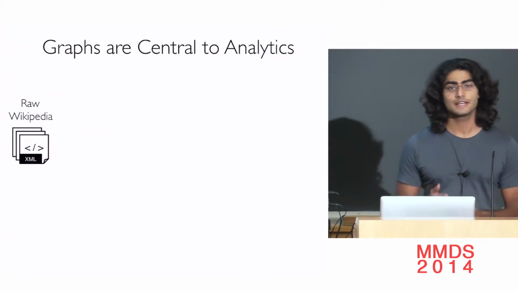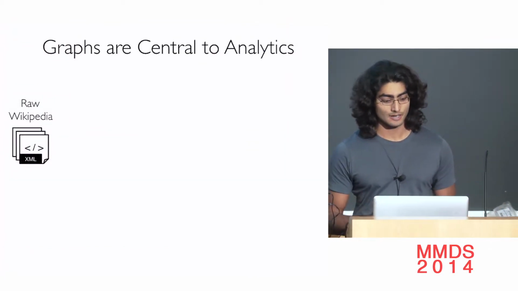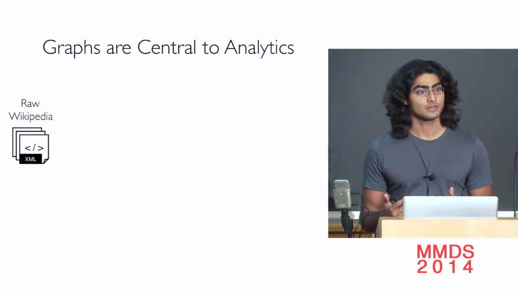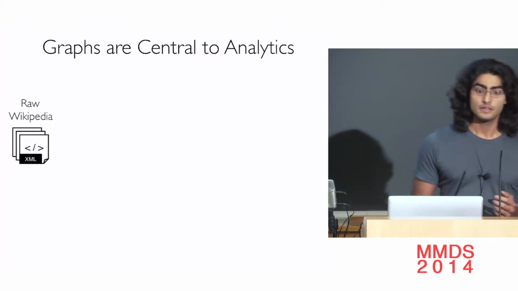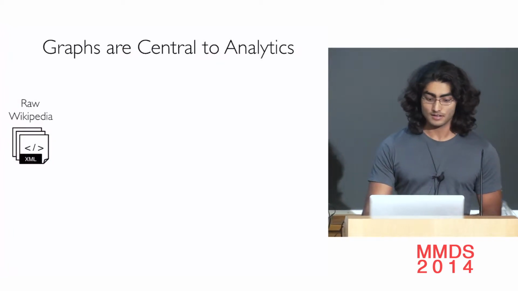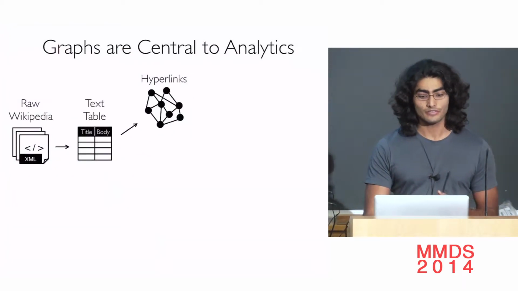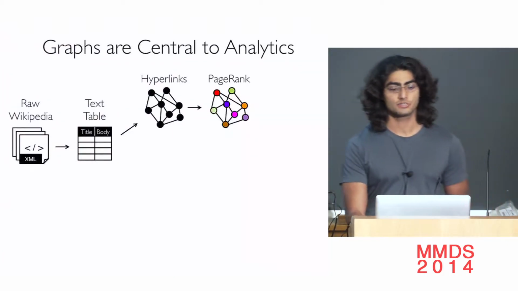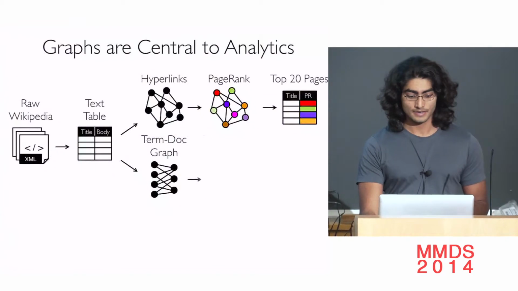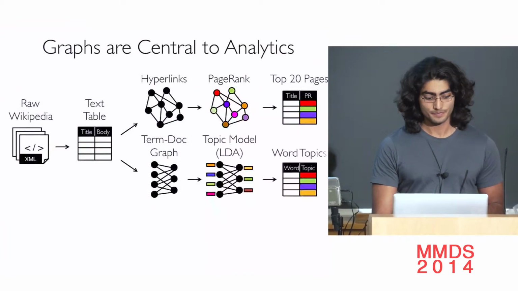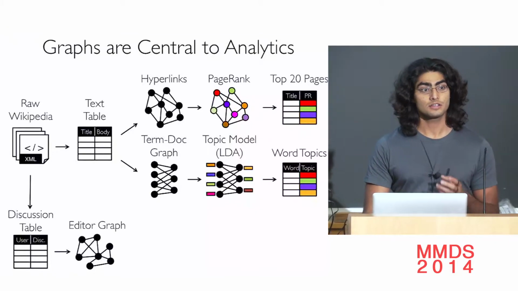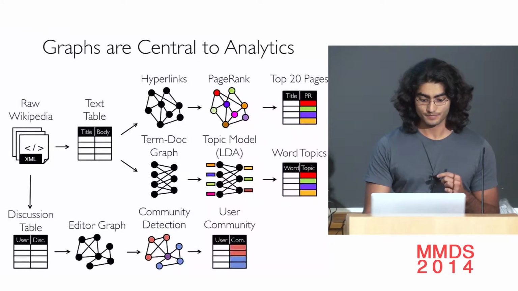Now, graph structured data is common in analytics, as you've been hearing about. Here's an example of an analytics pipeline that someone might use. If you're analyzing Wikipedia, you might parse it, extract a link graph, maybe run PageRank, and get a table of the top 20 pages. Or you might extract a term document graph and infer the topics associated with each word. Or you could extract a user edit graph and find communities of Wikipedia editors.